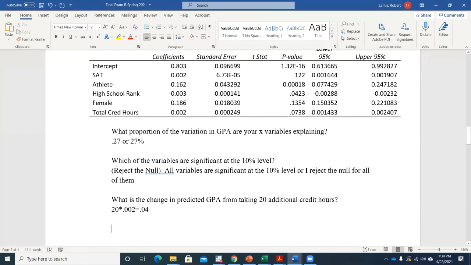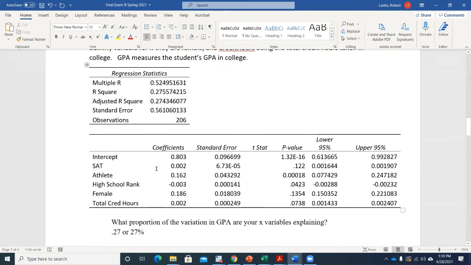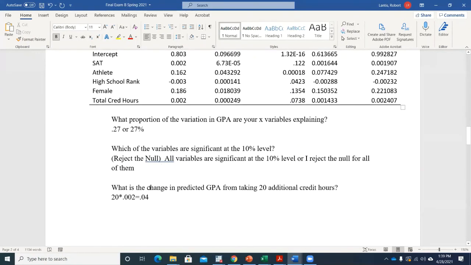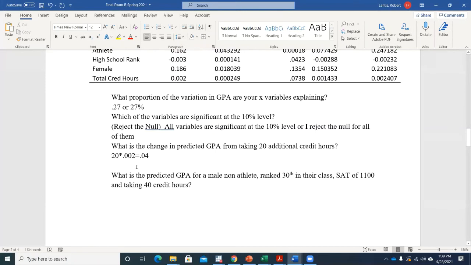So the last thing I'm going to add in here, or another question I could ask you, is what is the predicted GPA for a, let's say, male, non-athlete, ranked 30th in their class, SAT of 1100, and taking 40 credit hours? And I'm going to try to get this all in one line for us. I'll just delete these blank lines for right now. So what is that predicted GPA?